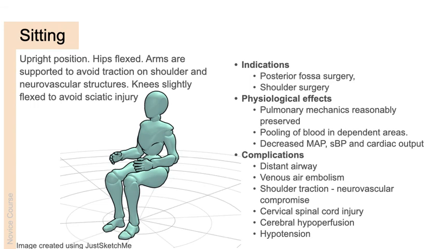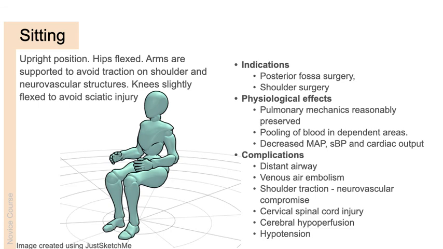The final position that you're likely to see is the sitting position. And this is very much as it sounds. It's an upright position with the hips flexed. The arms are not held by the side, they are supported. That's to avoid traction on the shoulder and the neurovascular structures. The knees themselves are flexed, and that's to avoid sciatic injury. So the patient's head itself will require specific support, and they're typically taped to this. Indications for this operation would be posterior fossa surgery or shoulder surgery.